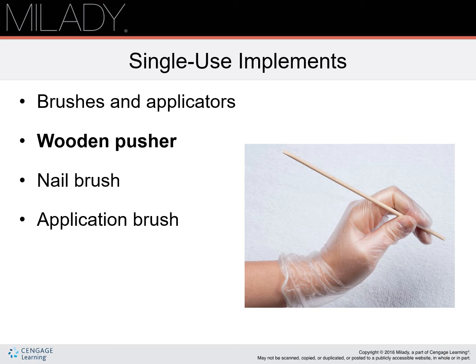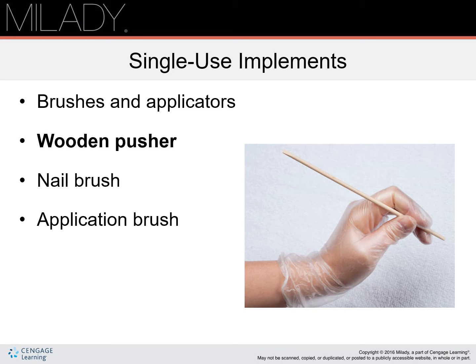A wooden pusher. This is to remove the cuticle tissue from the nail plate. This is also used to clean under the free edge of the nail or to apply some products. You're going to hold it like a pencil. When applying cosmetics, wrap a small piece of cotton around the nail. I also use these when I'm cleaning up after I have polished.